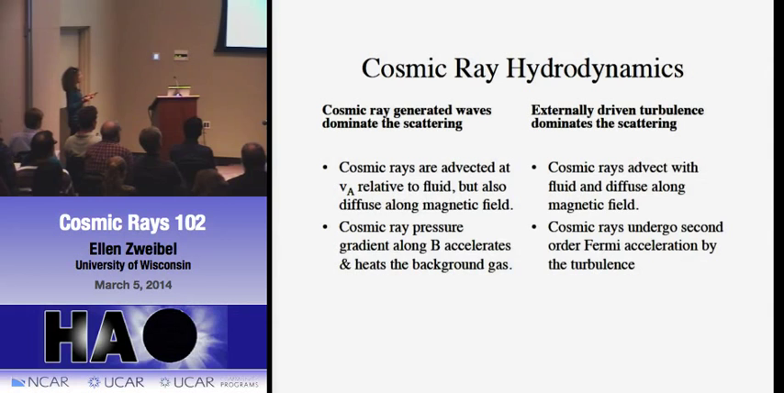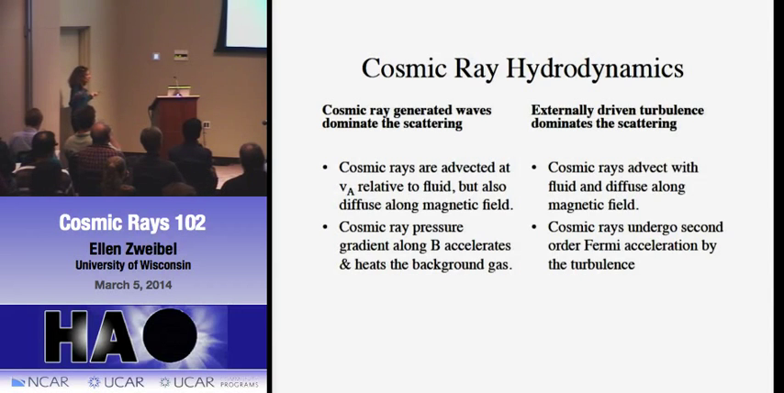So the version I've just described is the one in which cosmic rays generate the waves, which dominate their scattering. And in that case, the cosmic rays are advected at the Alfvén speed relative to the fluid. They also diffuse along the magnetic field, depending on what the amplitude of the waves is. And the cosmic ray pressure gradient along the magnetic field accelerates and heats the background gas. So momentum and energy are exchanged with the background gas.